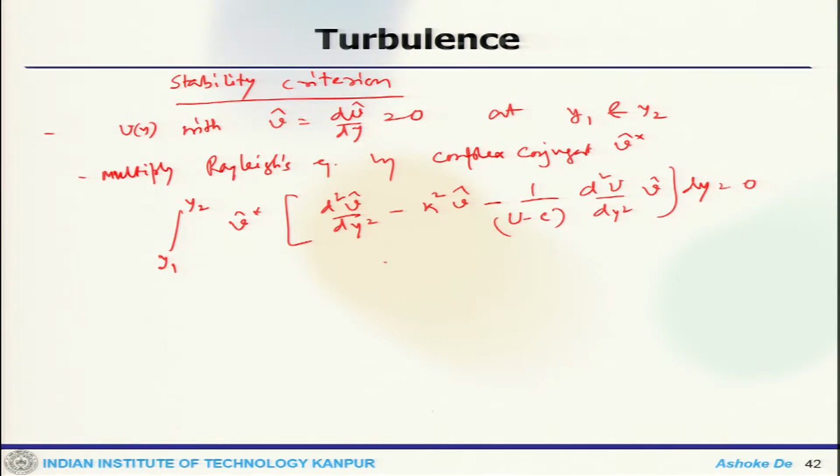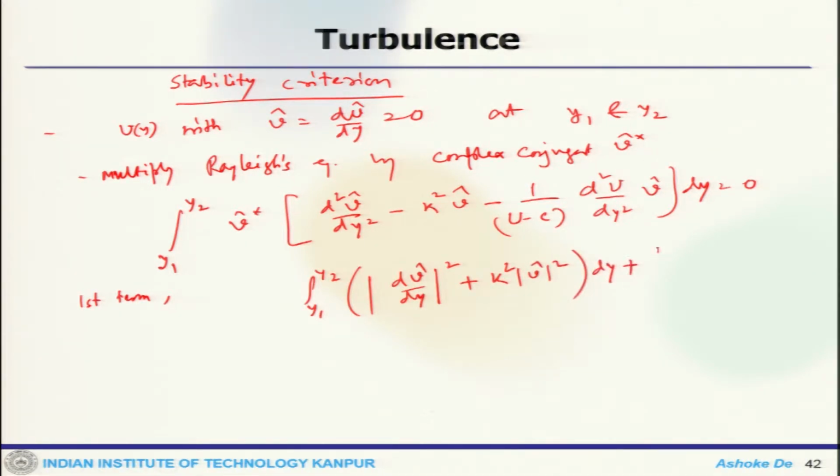Now, the first term, if we integrate with partial integration, what do we get? After partial integration, we get minus the integral from y1 to y2 of (magnitude square of dv hat by dy plus k square magnitude square of v hat) dy, minus the integral from y1 to y2 of d2U by dy2 over (U minus c) magnitude square of v hat dy equals 0. Now, we can consider the complex part.